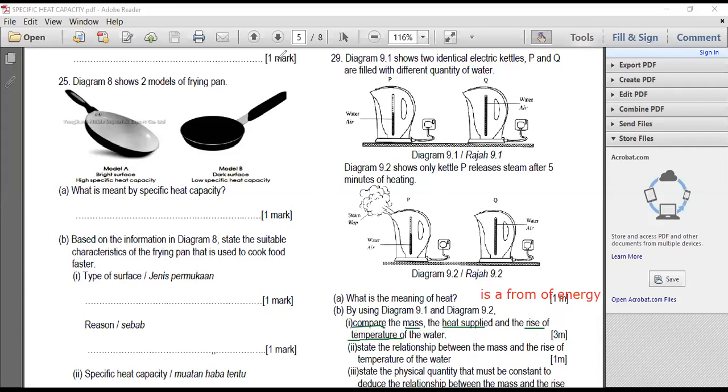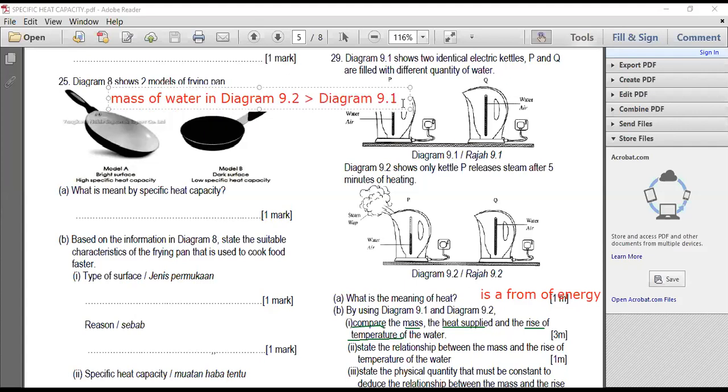So now what can we say about the mass? You can see here, the mass of water in diagram 9.2 is greater than in diagram 9.1.